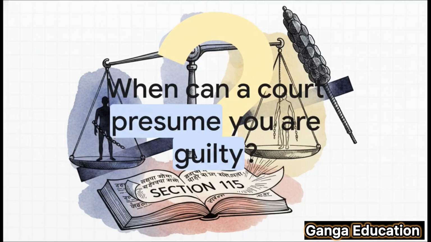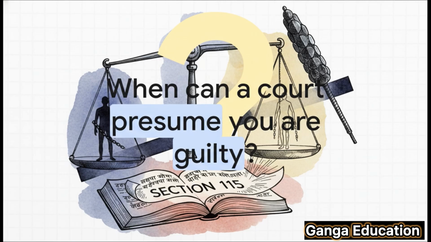So let's start with a really thought-provoking question. When can a court actually presume that you're guilty right from the get-go? We all know that the golden rule of criminal law is innocent until proven guilty. But Section 115, in some very specific and exceptional cases, completely flips this rule on its head.